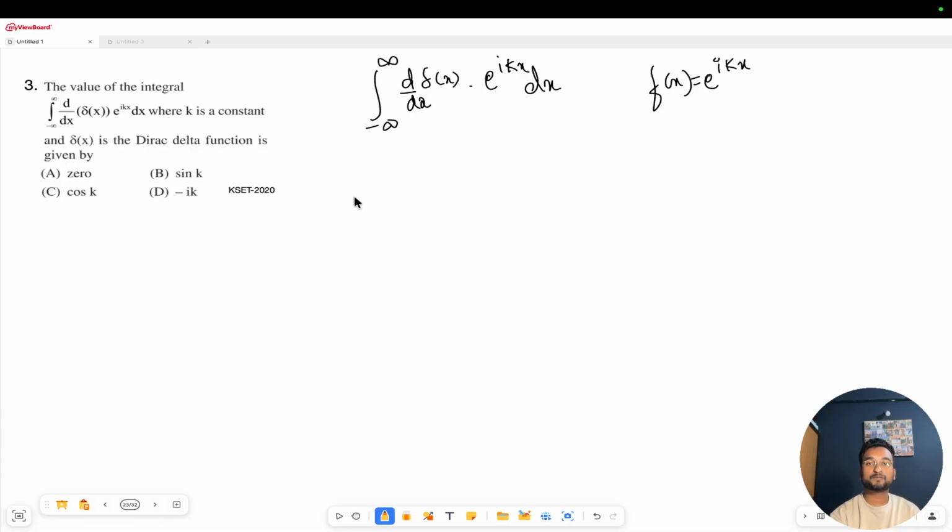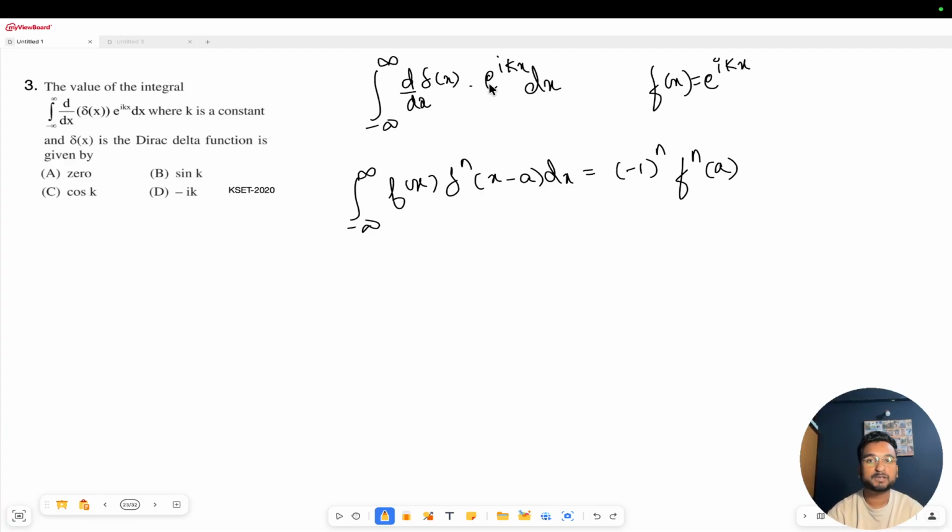So for this type of thing, what do you do? Let us recall the property: the integral from minus infinity to infinity of f of x, the nth derivative of the Dirac delta function of x minus a, dx, gives the value minus 1 to the power n, f^n of a. Since there is a first order derivative of the delta function, we have to differentiate this function once and just put the value of a. What is a here in this question? You can write this Dirac delta function as x minus 0. So a is 0.